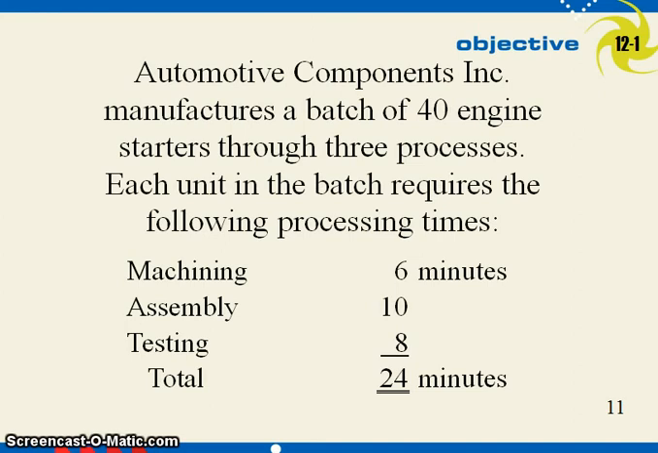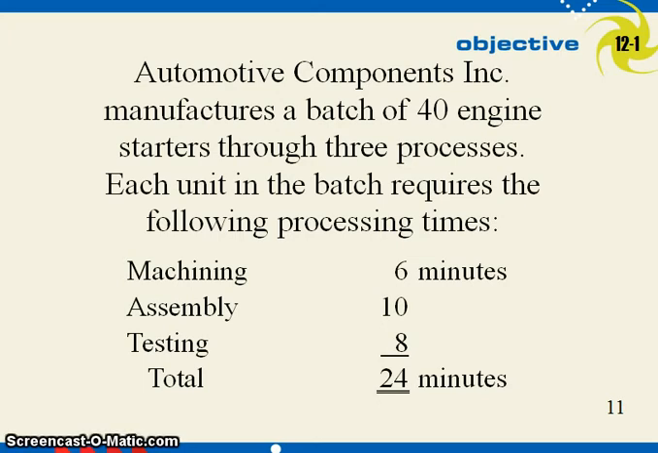Alright, as promised, let's look at this with numbers. Automotive Components Inc. manufactures a batch of 40 engine starters through 3 processes. Each unit in the batch requires the following process times: machining 6 minutes, assembly 10, testing 8. In total, you've got 24 minutes here.